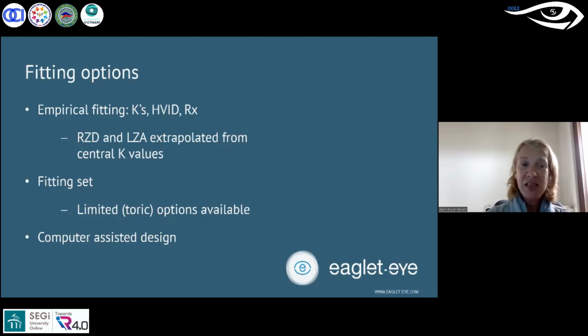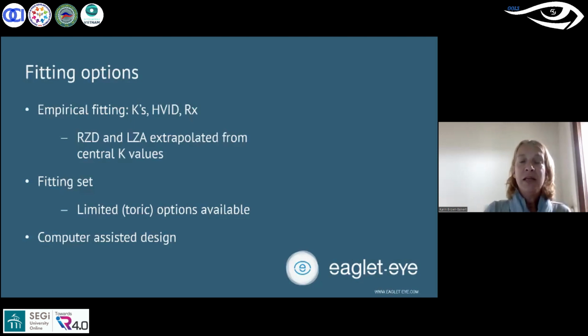So you can use a fitting set. There are limited toric options available, and it's a computer-assisted design. So if you have the measurements that you're taking with the profilometer, it will calculate it for you. So depending on which lens you use, in Eaglet's case, we have got some algorithms that will calculate everything for you. So it will calculate the return zone and the landing zone, but that's based on the bigger picture rather than on just the central K values.